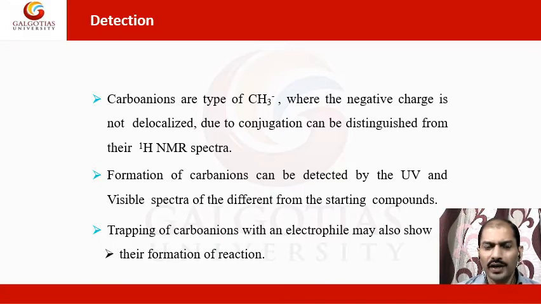So how do we detect these carbanions? There are a number of techniques, like NMR methods, nuclear magnetic resonance spectroscopy, and ultraviolet visible spectroscopy. These are some of the important techniques, and visible spectra can also determine the starting compounds. The method of trapping the carbanion with an electrophile is another way to detect carbanions.